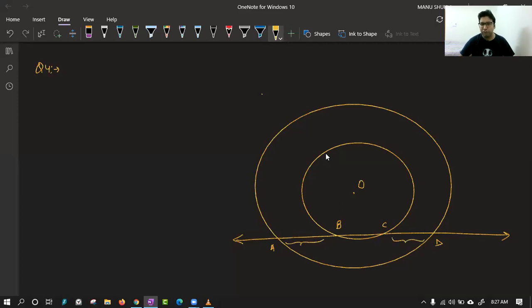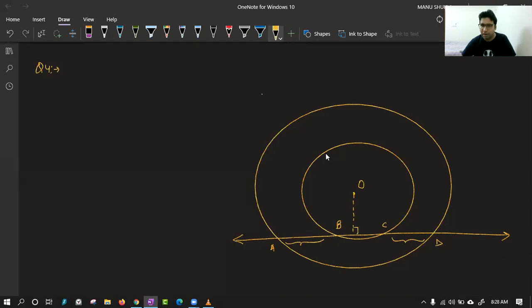So class, first of all, we need to understand this AD is a chord of the larger circle, and BC is the chord of smaller circle. What have we learned from the theorems? First thing, we will draw perpendicular to the chord, because we all know as soon as we draw the perpendicular, we will get two equal halves. So let me draw a perpendicular.